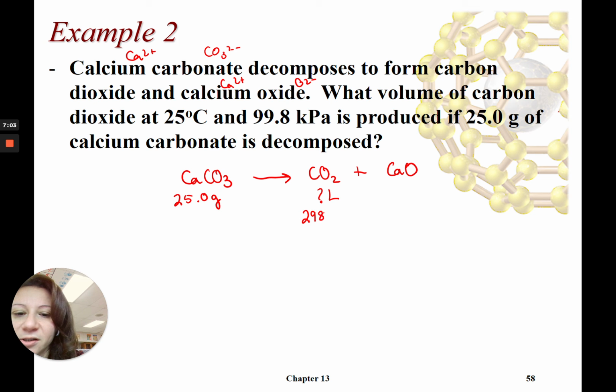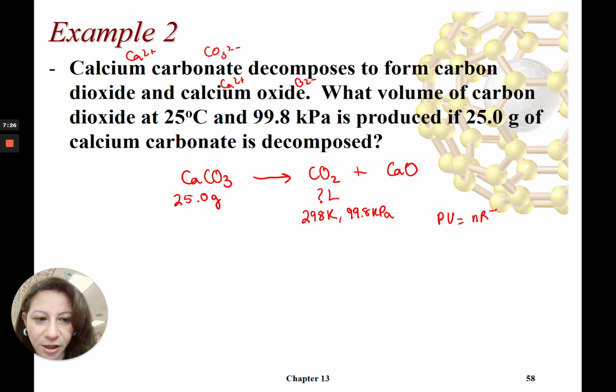So 25 Celsius is 298 Kelvin. Remember, we have to use Kelvin in this chapter all the time. And then 99.8 kPa. So then, you ask yourself, what am I looking for? Well, I'm looking for the volume of the CO2. Great, well, it's a gas. I have its temperature, I have its pressure. So let's do PV equals nRT. And we're going to do that for the CO2.